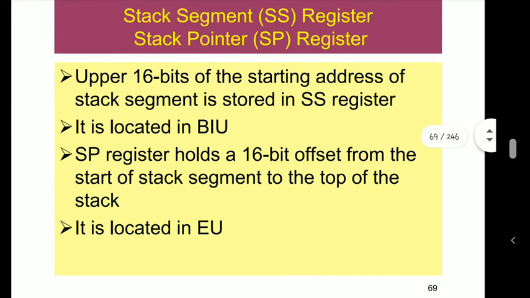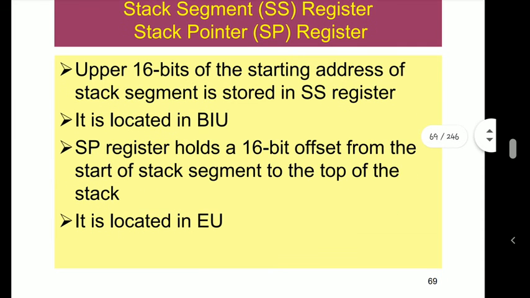Stack segment and stack pointer: the upper 16 bits of the starting address of the stack segment are stored in the stack segment register, which is located in the bus interface unit. The stack pointer register holds a 16-bit offset from the start of the stack segment to the top of the stack. It is located in the execution unit.